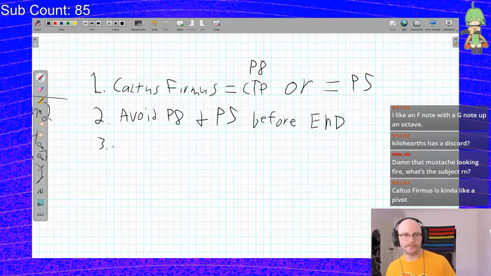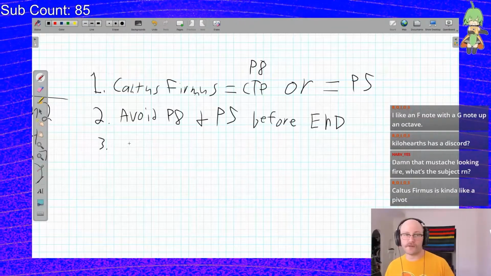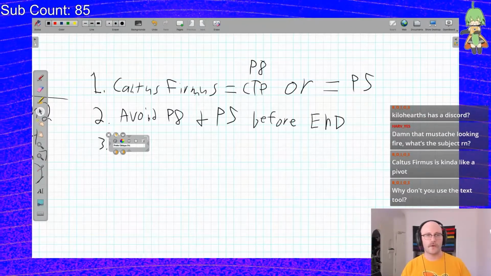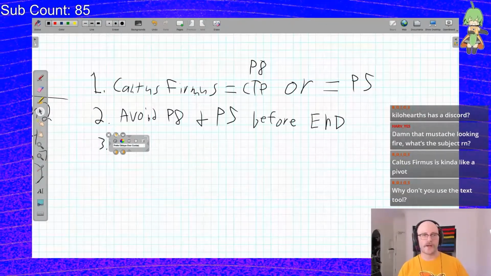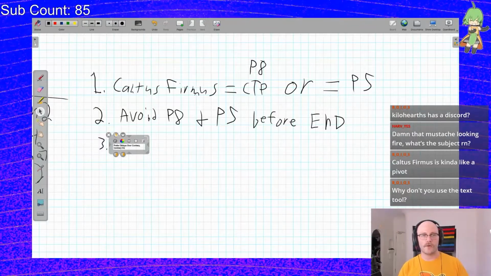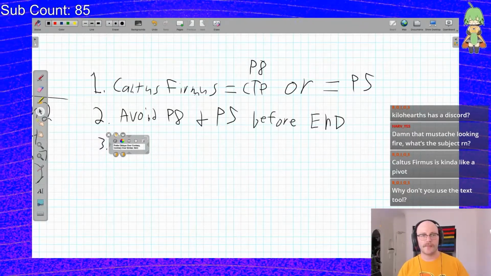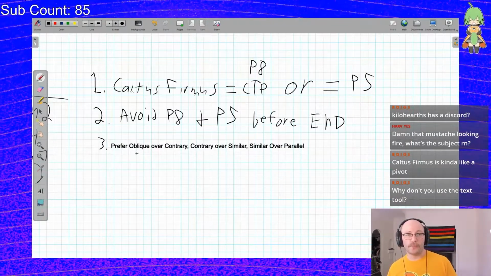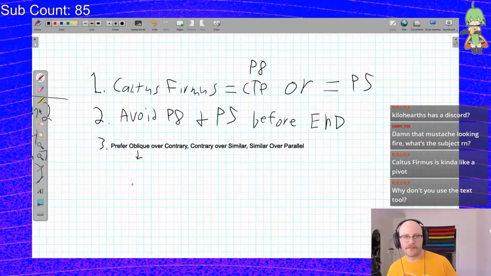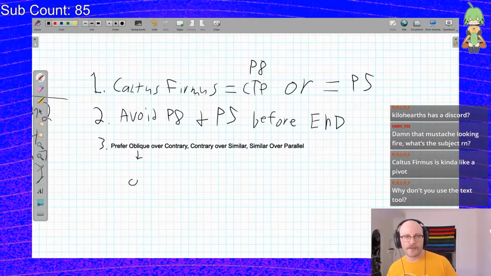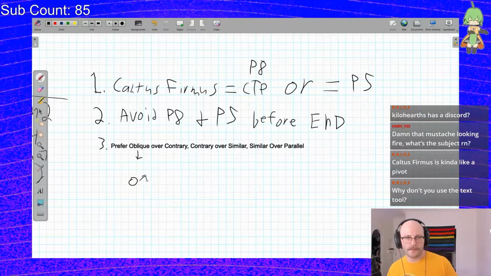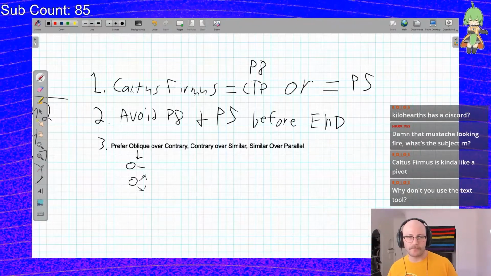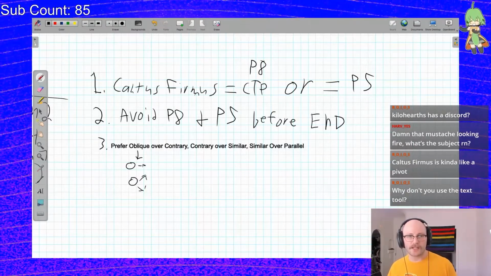Step 3. We're going to have a preference. Prefer oblique over contrary, contrary over similar, similar over parallel. That's our next rule. Now, oblique is if the cantus firmus goes up or down, your note stays the same. Your note does not change.